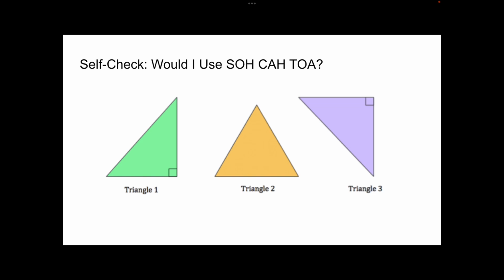So just a little self-check. Would we use SOHCAHTOA here? Let's see. With the first triangle, yes, because we have that 90-degree little square in the corner. The second triangle, no, this is not a right angle triangle, so we would not use SOHCAHTOA here. For the third one, it's a right angle triangle because we have a little square in the corner, so yes, it is a 90-degree angle, so we can use SOHCAHTOA.